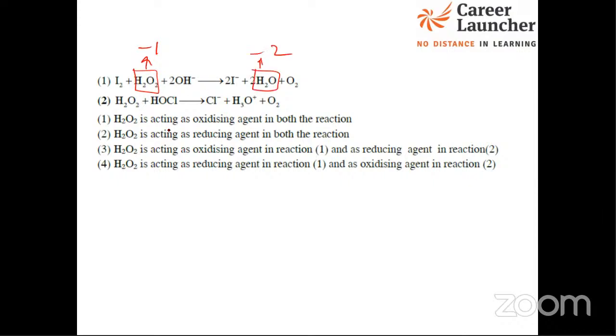So that is reduction: oxygen at minus 1 oxidation state converting into minus 2 in H2O. And I2 to I minus is reduction. Then H2O2 to O2 is oxidation. Similarly, H2O2 to O2 is oxidation. So it is acting as a reducing agent. Acting as a reducing agent in both the reactions is the right answer.